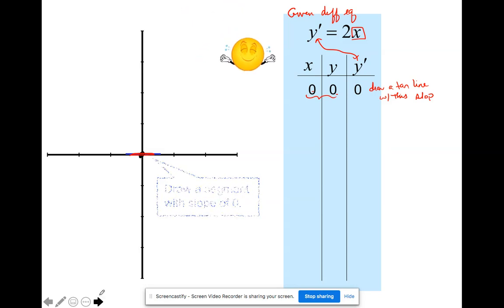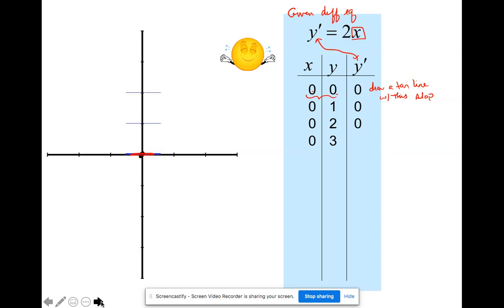Now I want you to do that, right? Cute. I want you to do that at the point 0, 1. Then guess what I want you to do? I want you to do that at the point 0, 2. Then I want you to do that at the point 0, 3. Can you see the pattern here? So I've just taught you how to create part of a slope field.